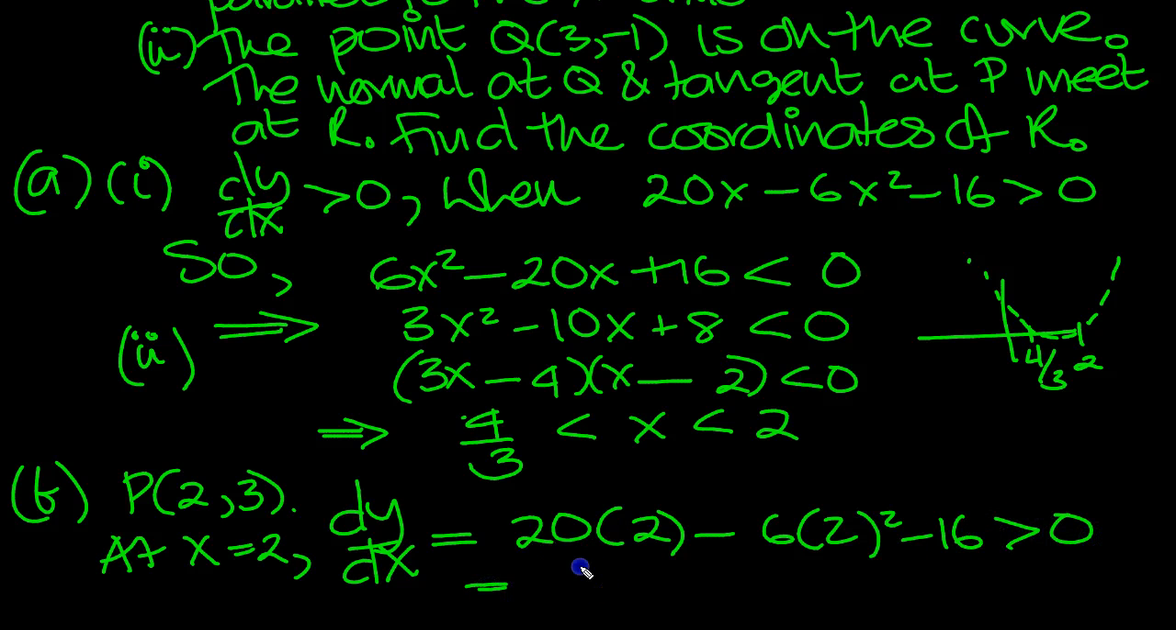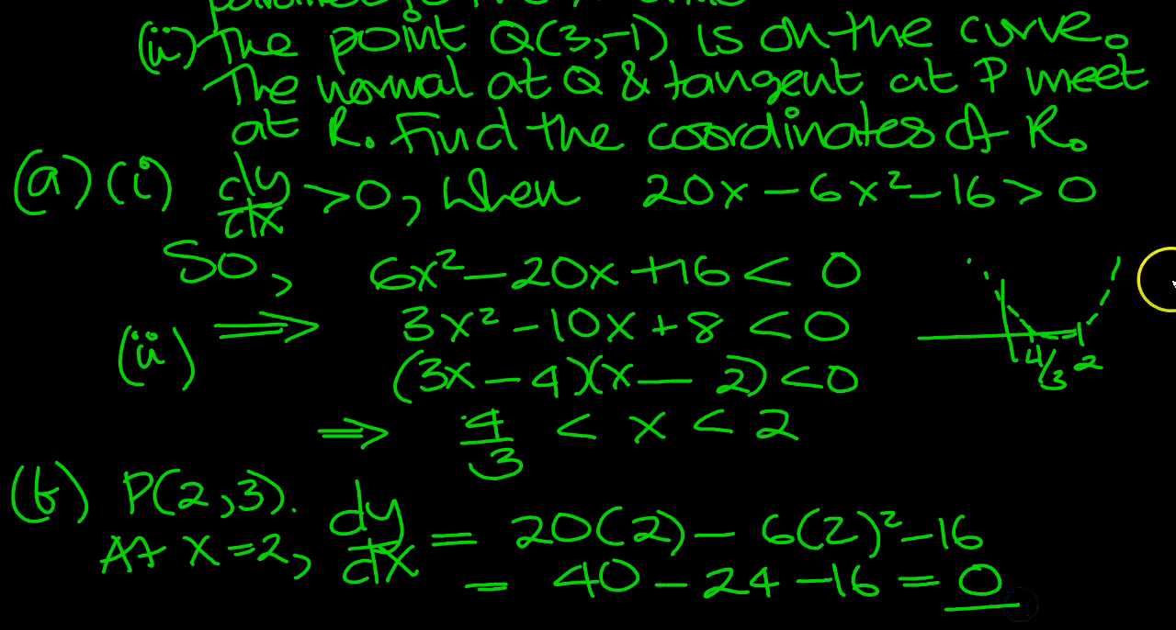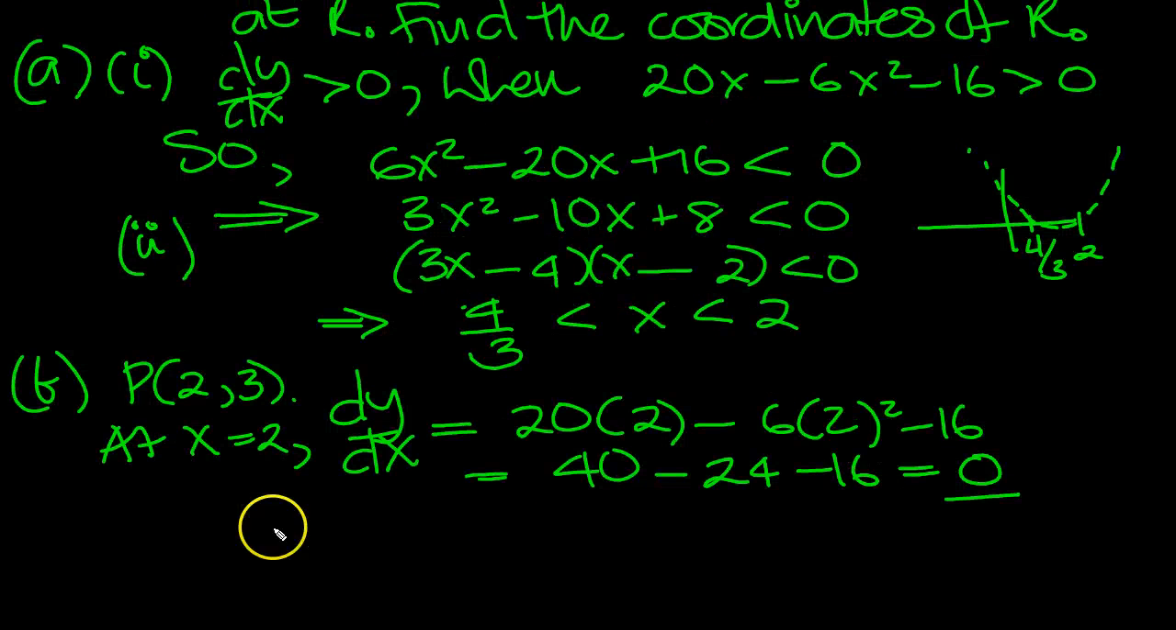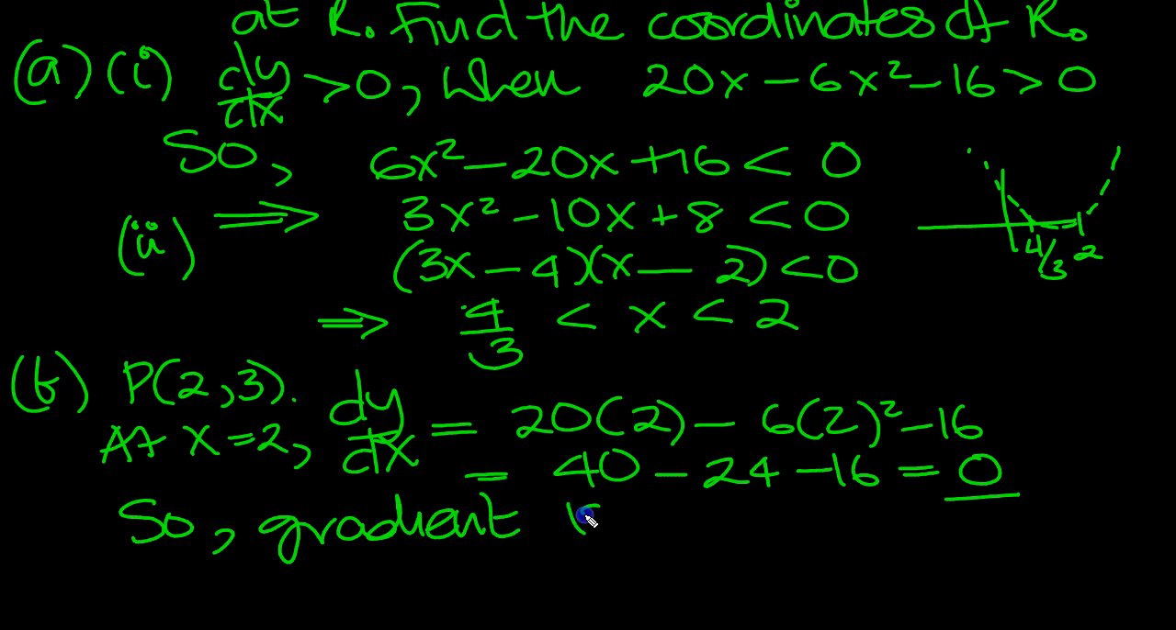We don't want greater than 0. We're working out the value, aren't we? So we want to work out this value. 40 minus 6 4s are 24. Minus 16 equals 40 take 40 is 0, isn't it? So yes, so gradient is 0. And the line is parallel to the x-axis.